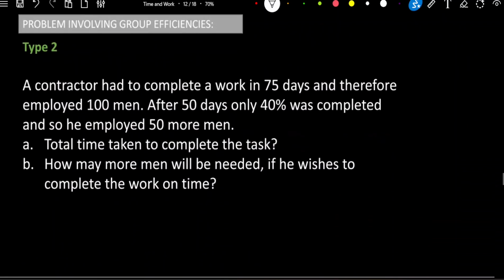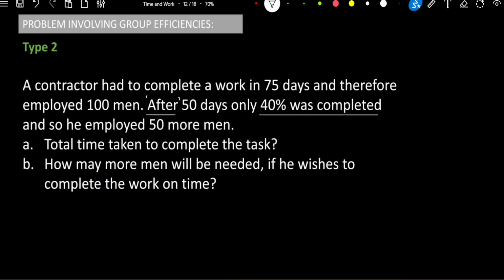Look at this problem. Again, a very important question. And for now, I just want you to focus on the first part. Don't read the second part, just read the first part of the problem. The question says, a contractor had to complete a work in 75 days and therefore employed 100 men. After 50 days, again guys, see, ये जो word है वो हमारे लिए बहुत important है. After 50 days, only 40% work was completed and so he employed 50 more men.